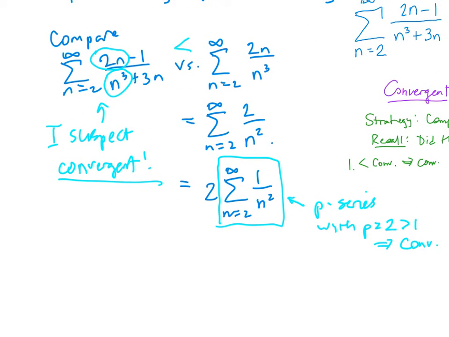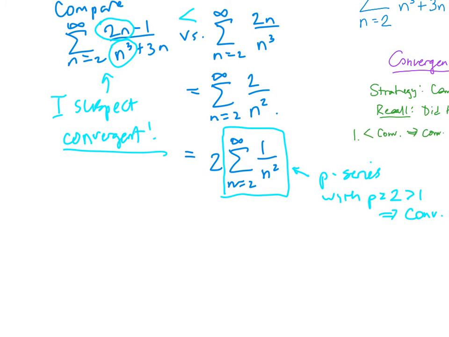Well, I feel like we're going to be in pretty good shape here, because I think that if I look at the nth term of this series here, 2n minus 1 is smaller than 2n, and I'm dividing by something bigger. n cubed plus 3n is going to be bigger than n cubed. So I think I can make the case.